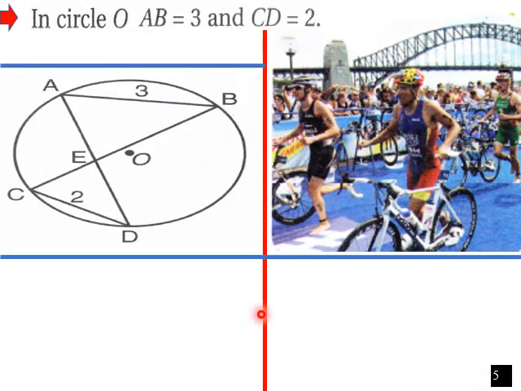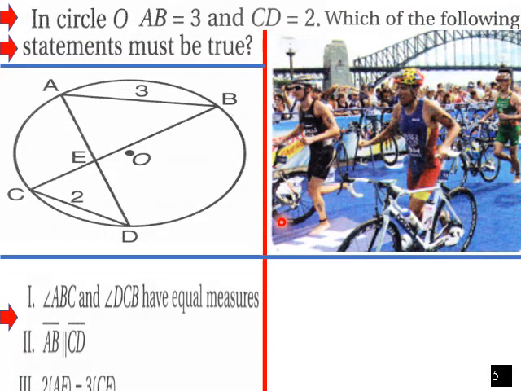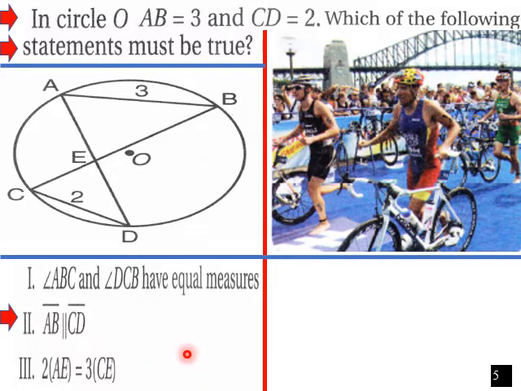Okay, so in circle O, AB equals 3 and CD equals 2. Which of the following statements must be true? In this situation here, we have three statements. Statement 1: angle ABC and angle DCB have equal measures. So angle ABC, this angle here, and angle DCB have equal measures. That's one statement.